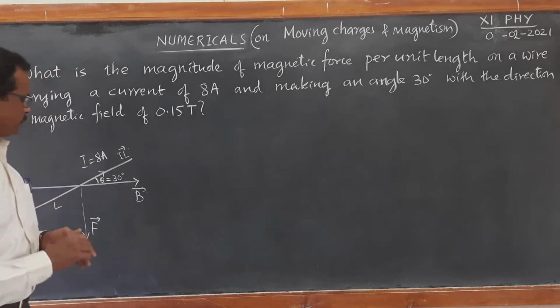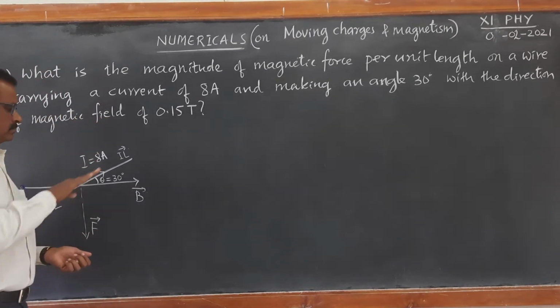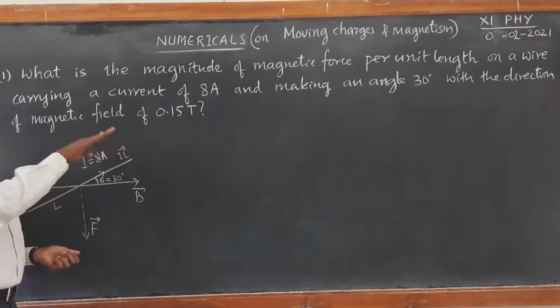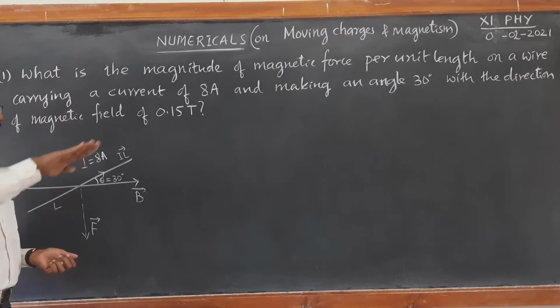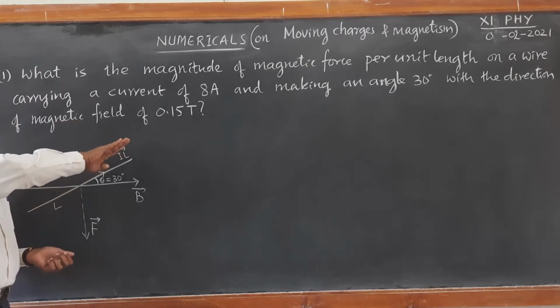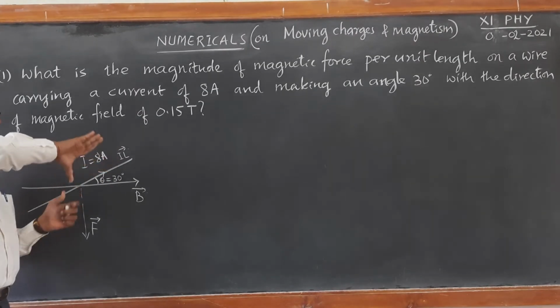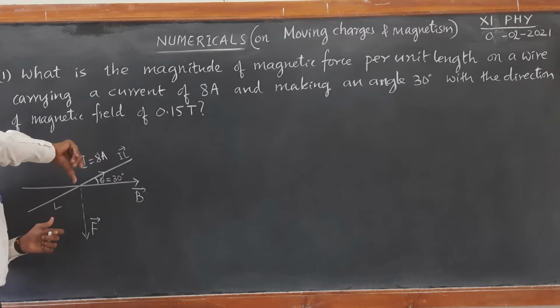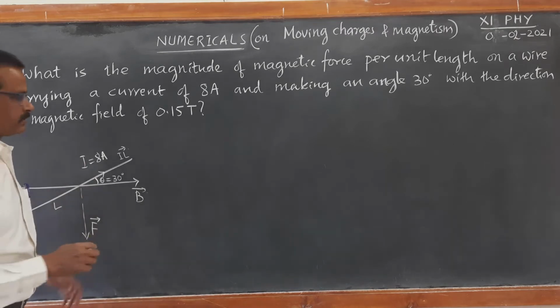Or even you can use Maxwell's right hand grip rule. Stretch all four fingers of your right hand along the direction of IL, current element, and turn it towards magnetic field. And see the thumb. The thumb is pointing downwards. IL should be turned towards B. The thumb points downwards. This gives you the direction of magnetic force.